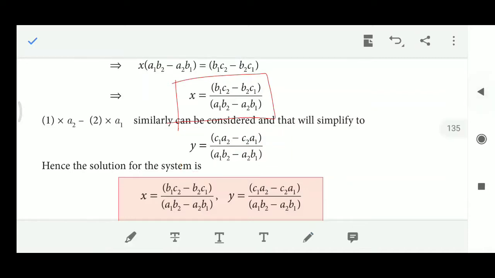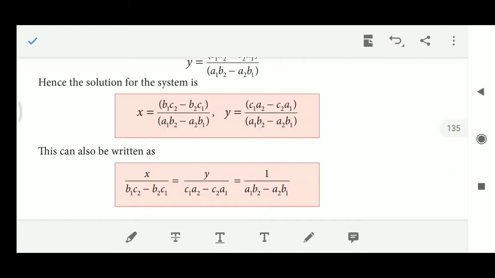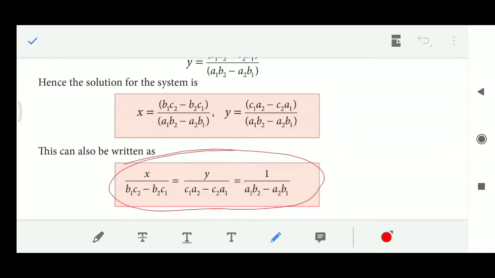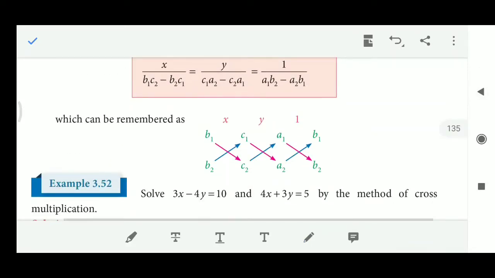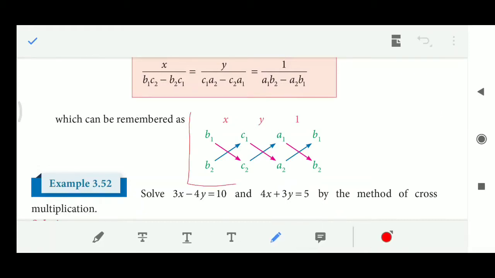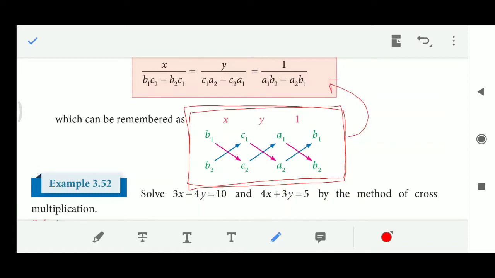You will get this solution for x and y by writing it in the form x/(b1c2 - b2c1) = y/(c1a2 - c2a1) = 1/(a1b2 - a2b1), which can be remembered by writing the coefficients in the form of x, y, 1. Below that, you write the coefficients as b1, b2, c1, c2, a1, b2 and b1, b2. So this is the way of doing the cross multiplication method.